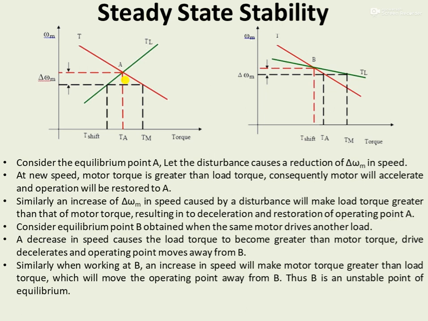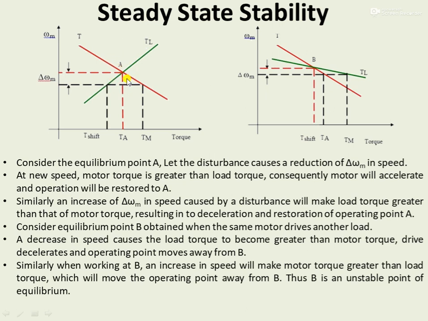the slope of load torque line must be greater than that of the motor torque line. It can be very clearly seen here that in this characteristics, the value of dTL by d omega m, that is actually the slope of the load line, is greater than that of the slope of the motor torque line, which is actually dTm by d omega m. This conclusive statement is made from the graph.